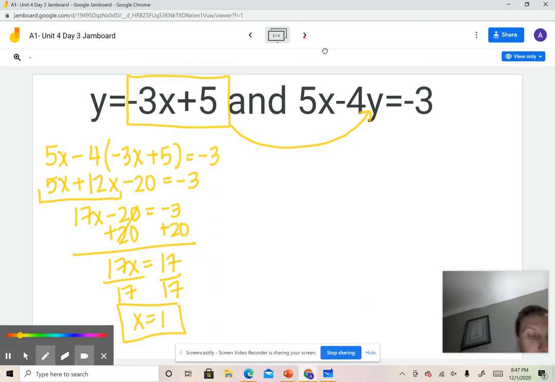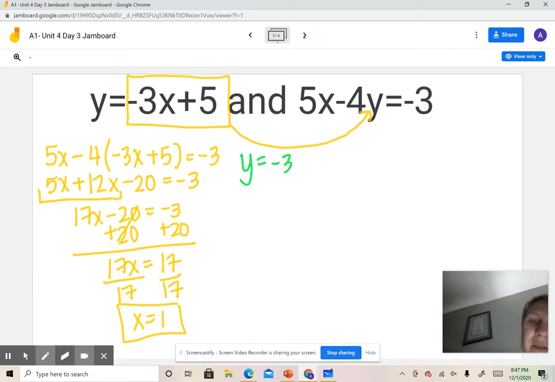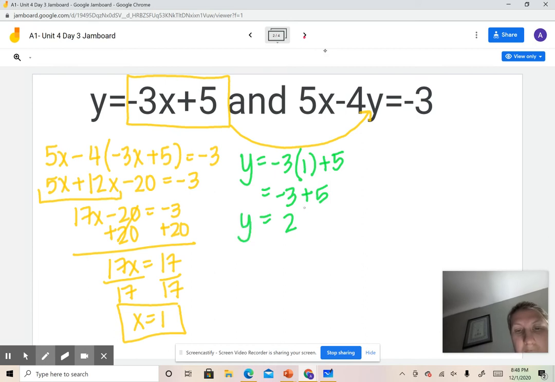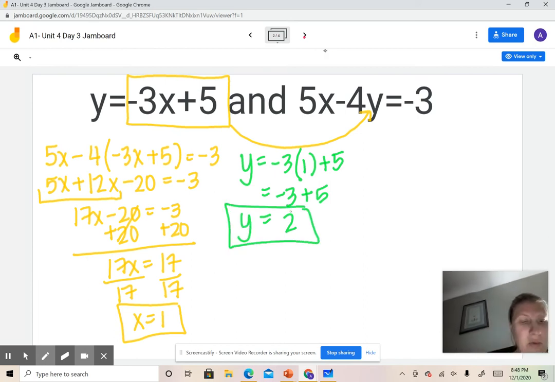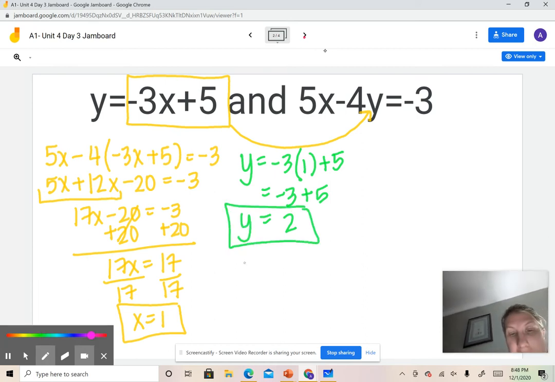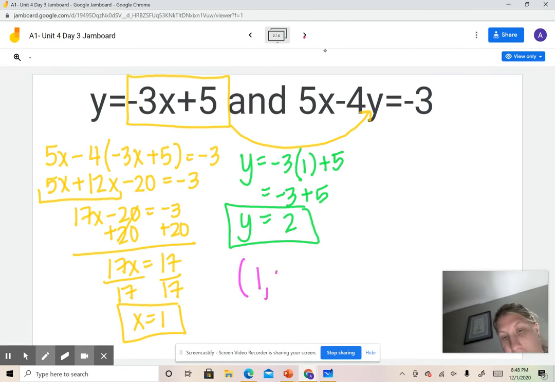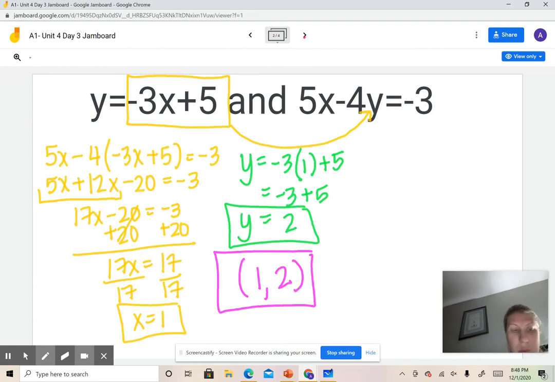So I have my x value. Now, since I have my x value, I'm going to plug that in and find y. So y equals negative 3, instead of x, that's 1, plus 5. So negative 3 times 1 is negative 3 plus 5. So that's 2. So that means y equals 2. So remember what you have to do at the end has to be written as a coordinate x, comma, y.